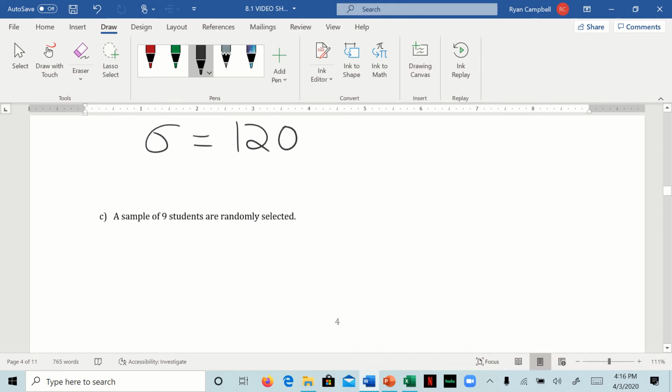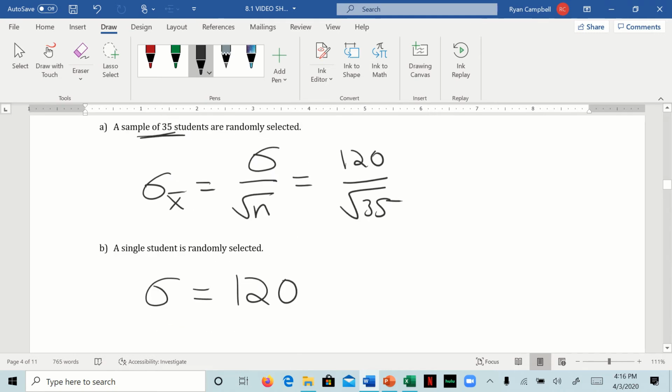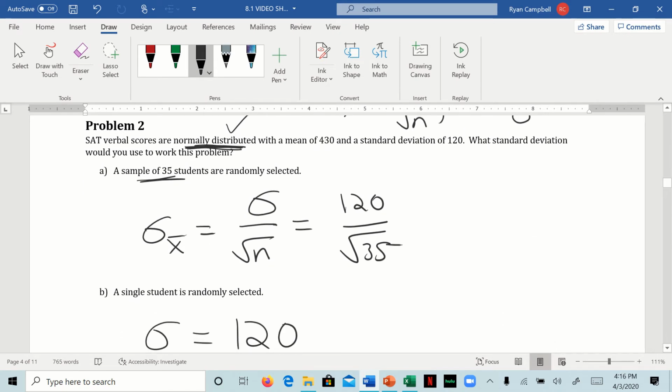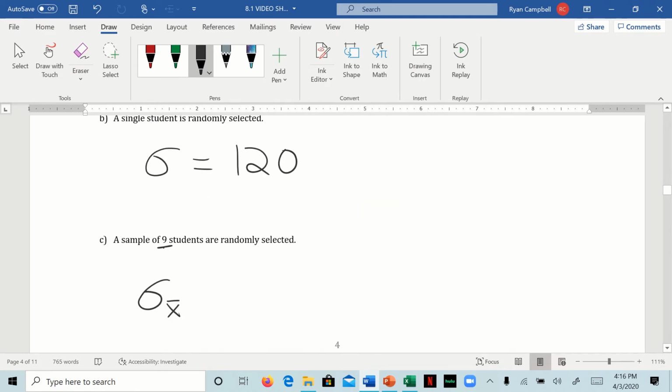A sample of 9 students. Well, hold on a second. Can we use it if it's less than 30? I thought we couldn't use this special thing if it's less than 30 students. Hopefully you remembered earlier, right? We talked about that the population was normal. So it does have the requirements, right? One of them has to be true. Since it's normal, we can do it. So it's going to be a group of students. So it's sigma divided by the square root of n. So that's 120 divided by the square root of 9. And that's all I wanted.